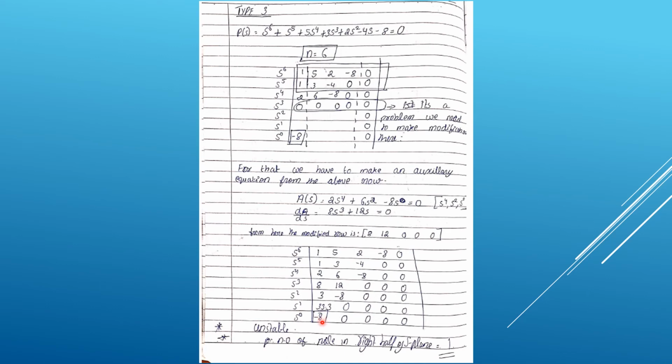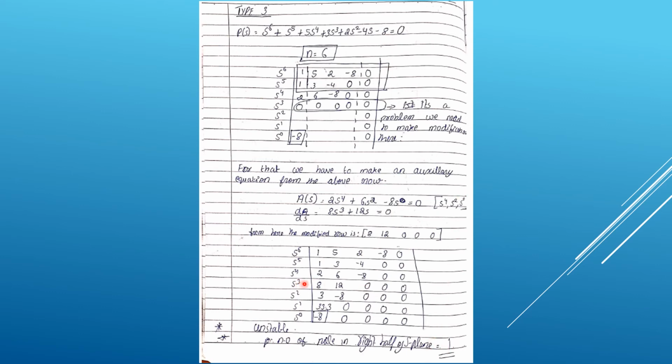Therefore, the number of poles in the right half of the S plane is equal to 1, for the system to be unstable. Even though we do not directly say from the question itself that minus 8, since the system is unstable, we are doing this to find the number of poles in the right half of the plane.